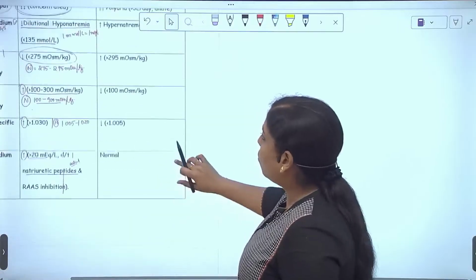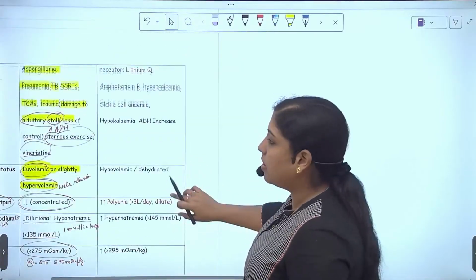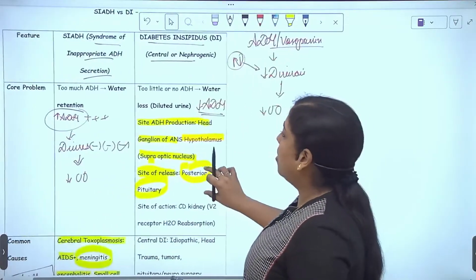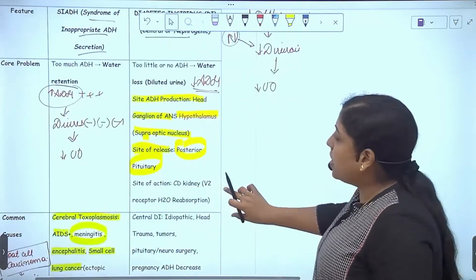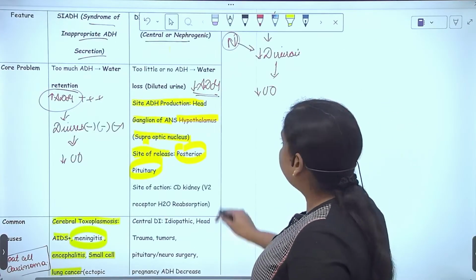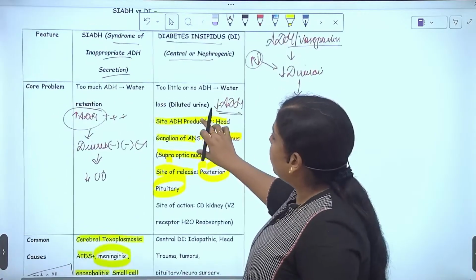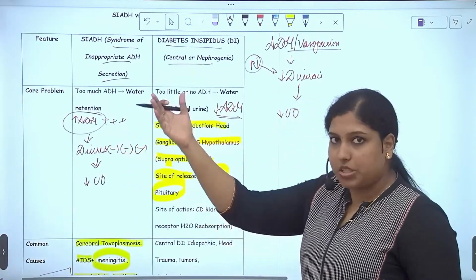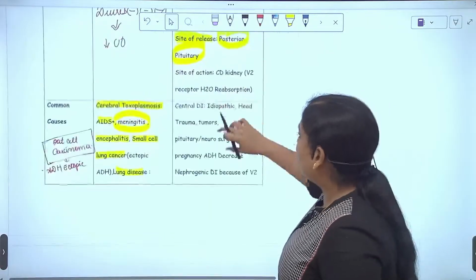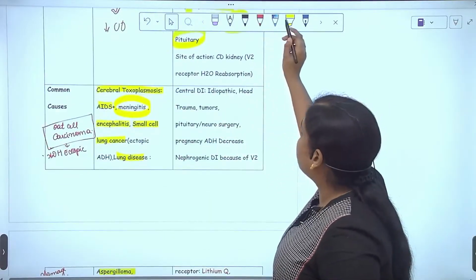So now, in comparison, we will learn diabetes insipidus and SIADH. Here you can see, as I said, SIADH is increased ADH and diabetes insipidus is decreased ADH. So what are the causes of diabetes insipidus?